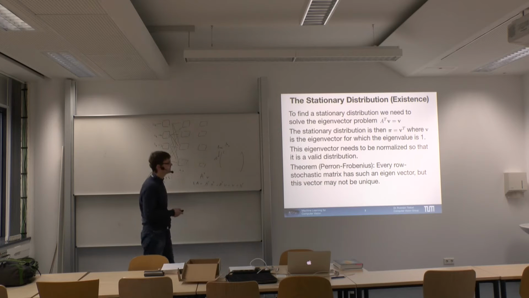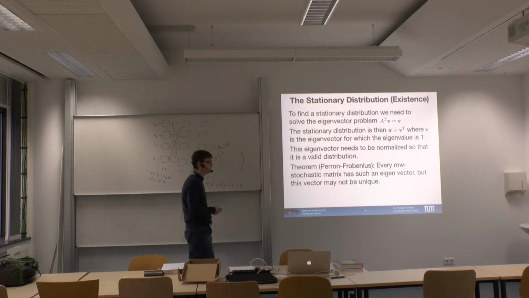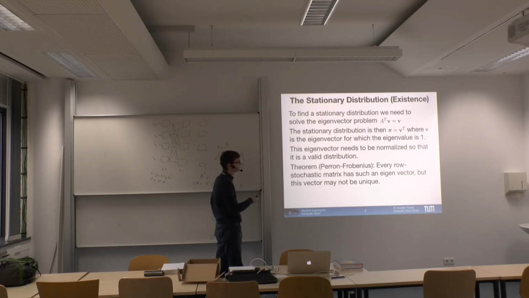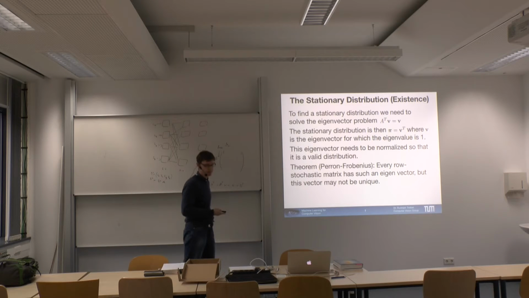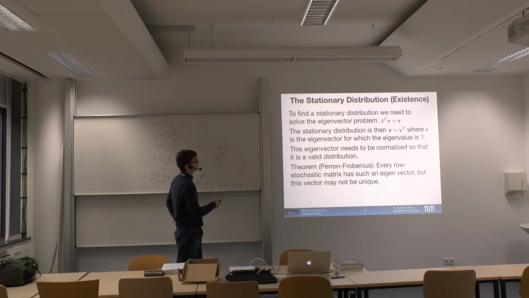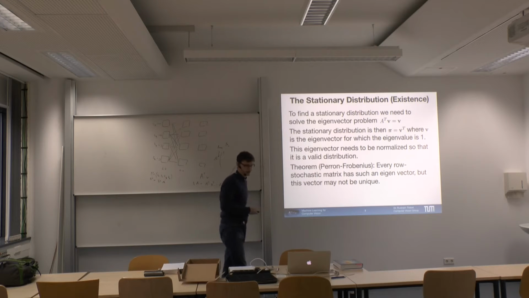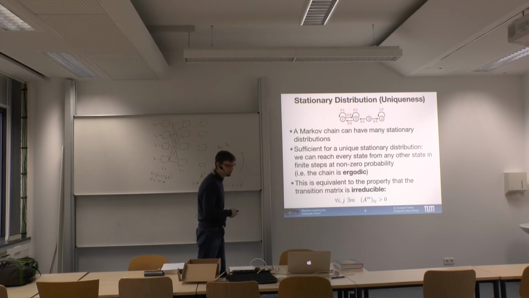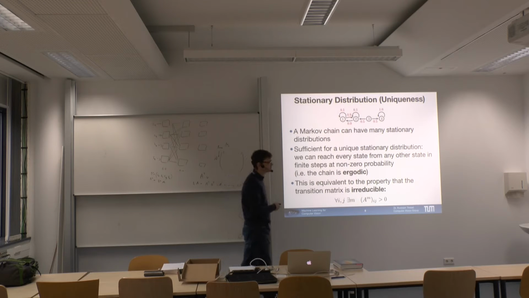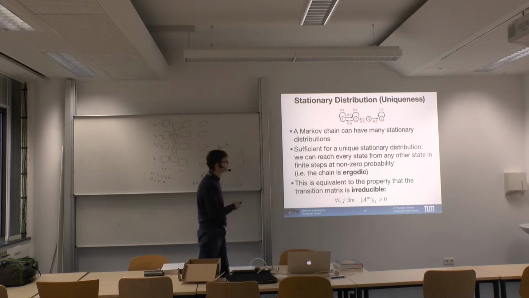The problem is that this vector might not be unique. Right? So you might have many of these eigenvectors to the eigenvalue 1. But that's nice, okay, because at least we can say there is something like that, so we can find such an eigenvector. And now to define uniqueness, this is just an example where this is not unique, right?